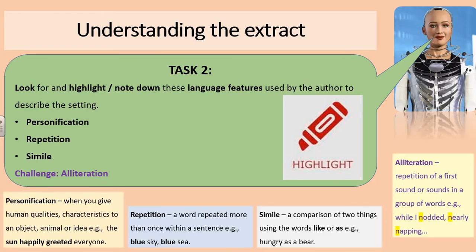Now your second task is to look for and highlight or note down any language features used by the author that describe the setting. Now you might want to look for personification, repetition or similes, and then if you want to have a go at the challenge, look for some alliteration. So if you remember, personification is where you give human qualities or characteristics to an object or an animal. Repetition is a word that's repeated more than once for a purpose. A simile is a comparison of two things using the word like or as. And then alliteration, which is repetition of a first sound or sounds in a group of words.